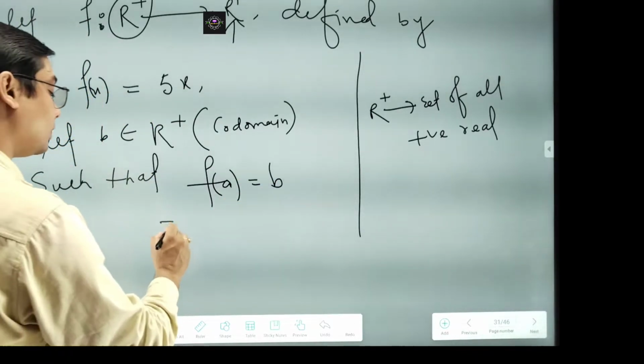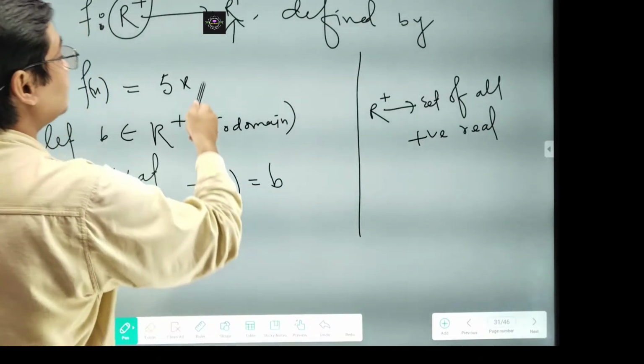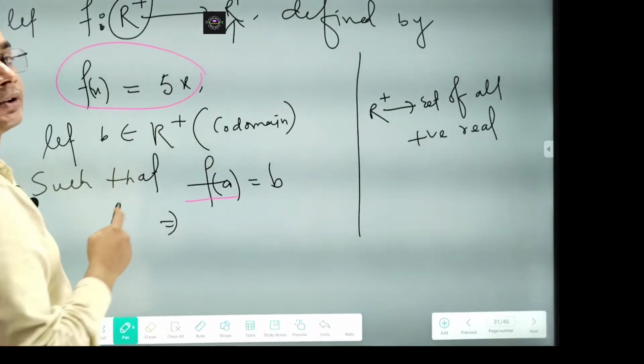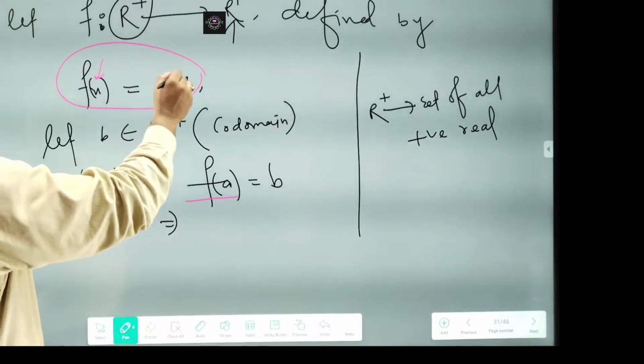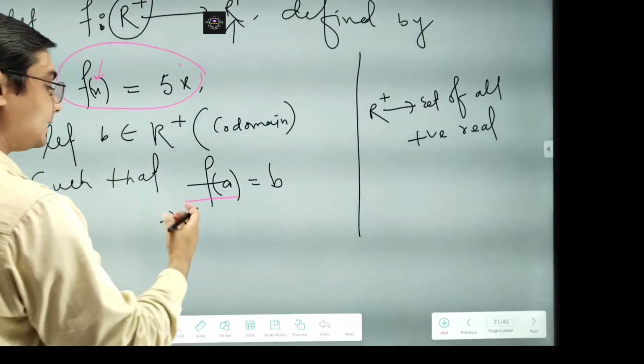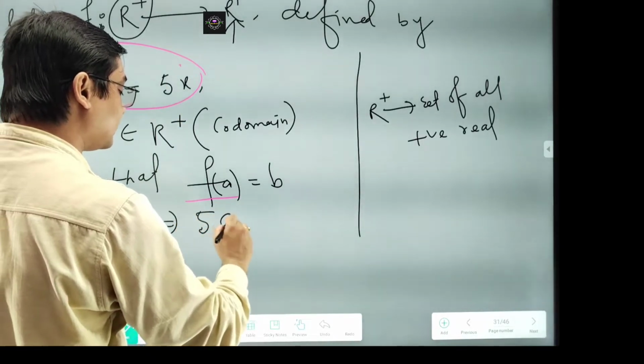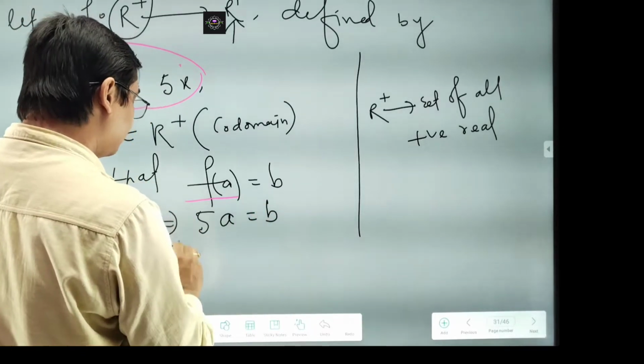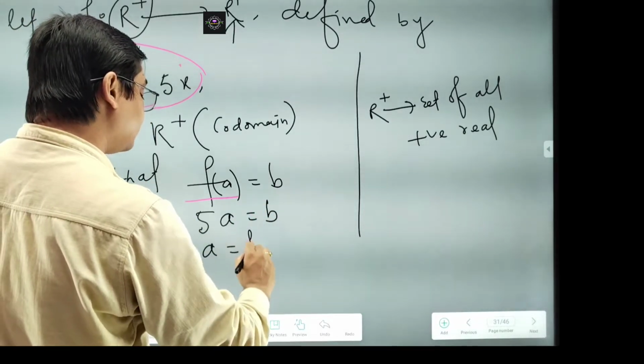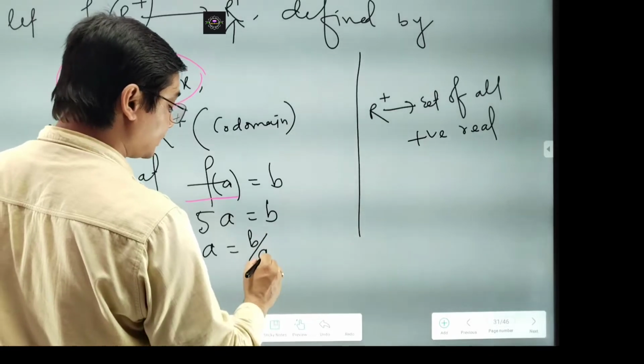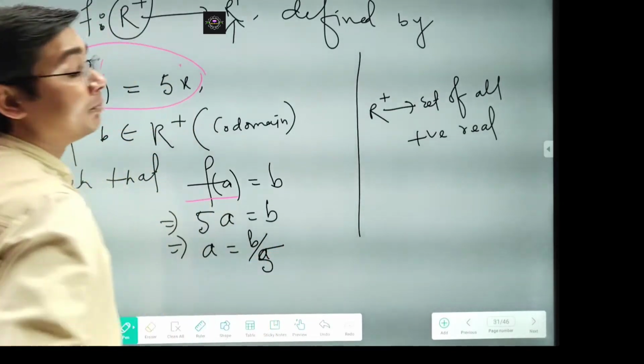Now you put the value of f of a by using this definition of function. Look, giving x it gives 5x, so putting a, what will it give, guys? It will give 5a. This is b. Now from this, what will be a? This will be b by 5. Yes, b by 5.